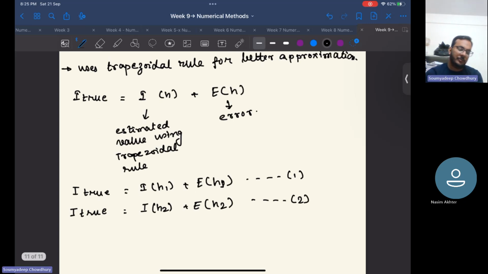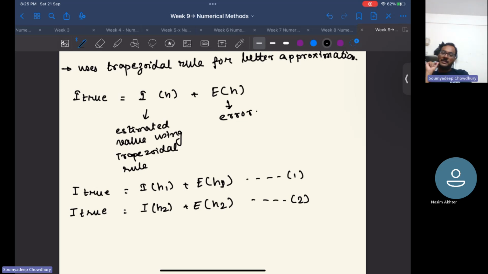Yeah. So actually I'm telling that the true value of any integral, that is what we are getting using an analytical technique, is basically not your estimated value. It is the exact value, right? So what is the difference between the true value and the estimated value? It is the error. So basically I'm trying to tell that the true value is equal to the estimated value plus the error, right?